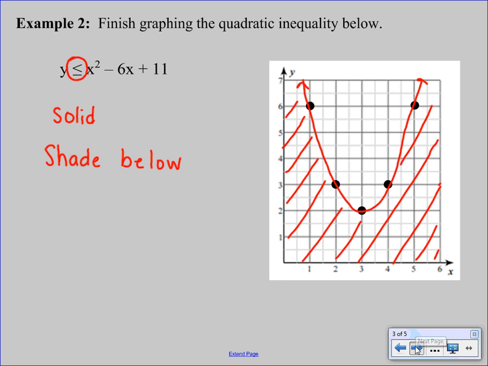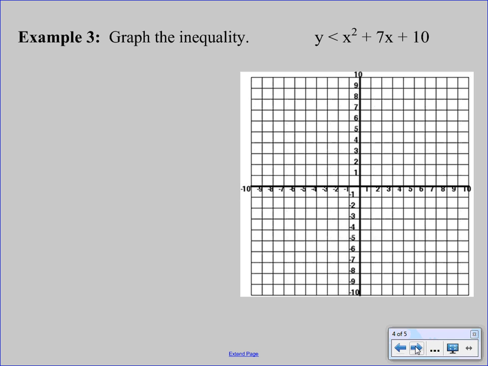Our next example, you're going to have to actually go through the entire process of graphing this inequality. So the first thing I want you to note is that the equation is written in standard form. And the reason we know it's in standard form is because of the way that it is set up. We don't have the parentheses. So we're going to look for the A, the B, and the C. Our A value is 1, our B value is 7, and our C value is 10.